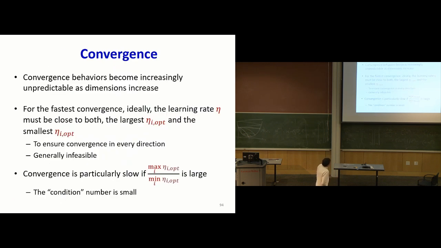So overall, convergence behaviors become increasingly unpredictable as dimensions increase. For the fastest convergence, ideally, the learning rate must be close to both the largest optimal step size and the smallest optimal step size so that the iterations converge along all directions quickly. But this is generally not going to be feasible, and so convergence is going to be really slow if you try to enforce convergence and keep it from diverging when the ratio of the largest optimal step size to the smallest optimal step size is very large, because you're going to try to keep it below the smallest optimal step size to keep it from diverging. So you want this condition number to be close to 1, otherwise convergence is going to be slow.